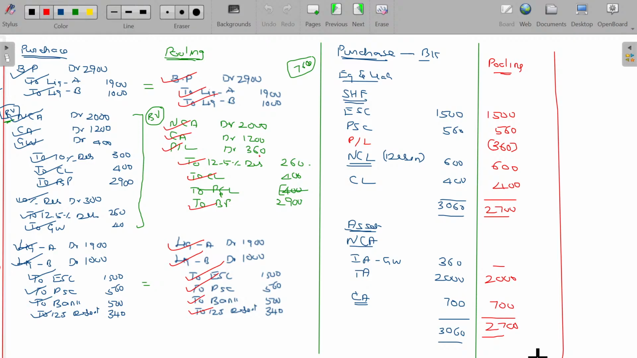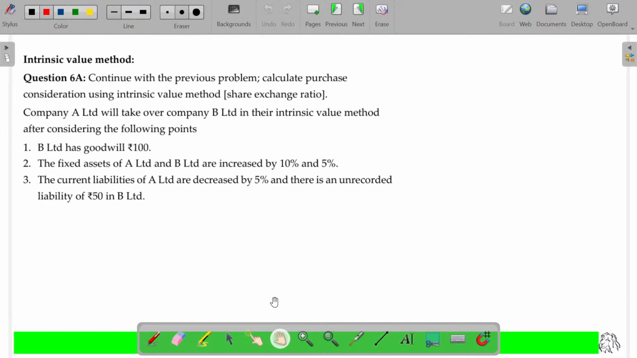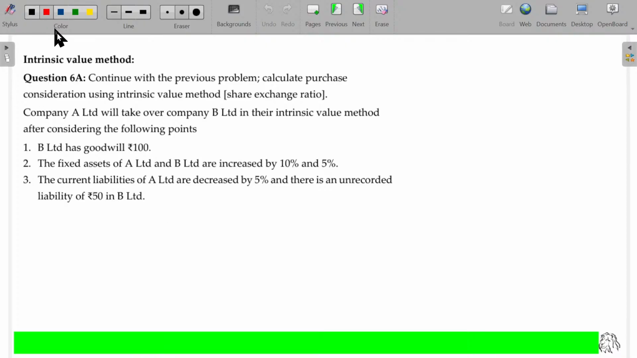Now, next question, intrinsic value method. Continue with the previous problem. Calculate purchase consideration using intrinsic value method, otherwise named as share exchange ratio method. Company A Limited will take over Company B Limited. So here absorption type, A takes over B. Thereafter B will be closed, A will continue. Right.